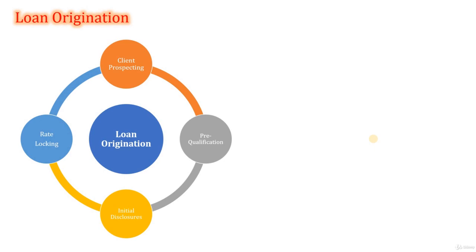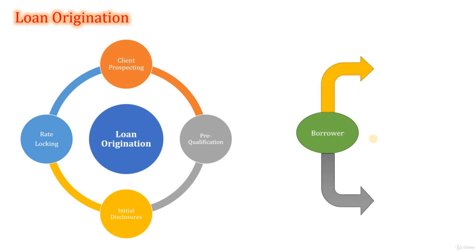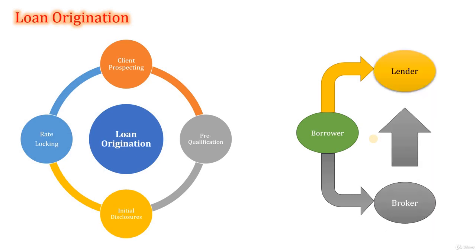Let's learn about what client prospecting is. The primary activity in client prospecting is generating leads for new loans. There are various channels of mortgage lead generation and origination. Broadly, the channels can be classified into two types, the retail and the wholesale.